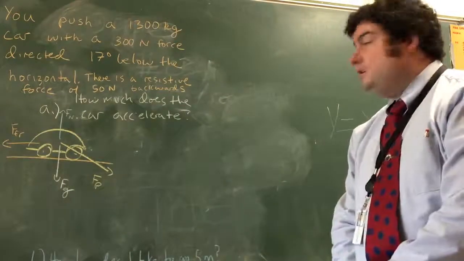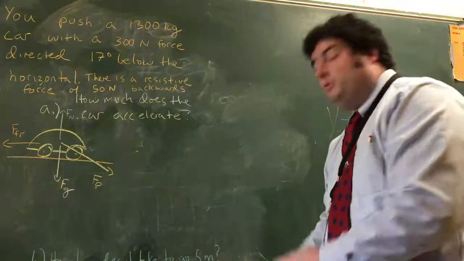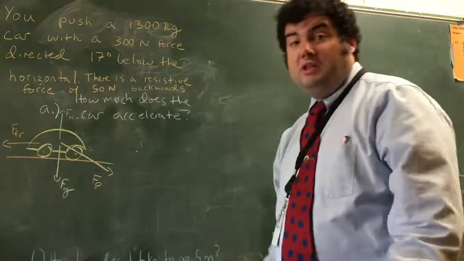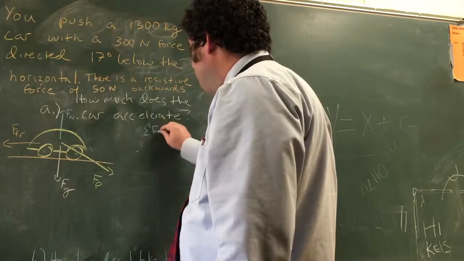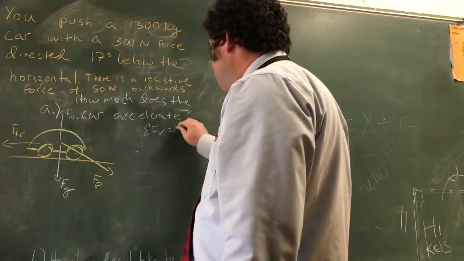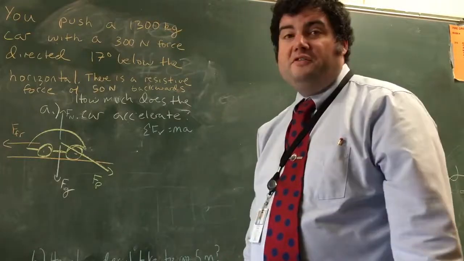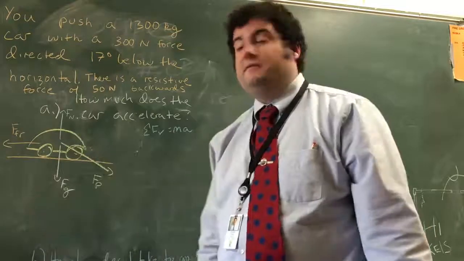We now have to generate a sigma Fx and a sigma Fy equation. We may not need both, and in this case I think we are only going to end up needing the horizontal. But let's do both. Sigma Fx equals ma. So what goes in there? Any force that can be described as left or right. And in this case that's Fp and Ffr.